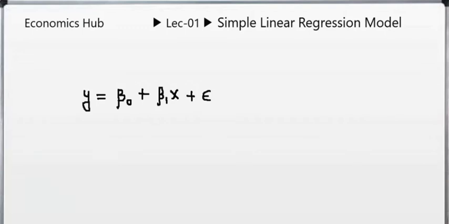Welcome back, and this is the new tutorial on econometrics, the simple linear regression model. And this is our simple linear regression model, and let's learn each of the variables, what the name is and what our aim is, what we'd like to explain with this simple linear regression model.